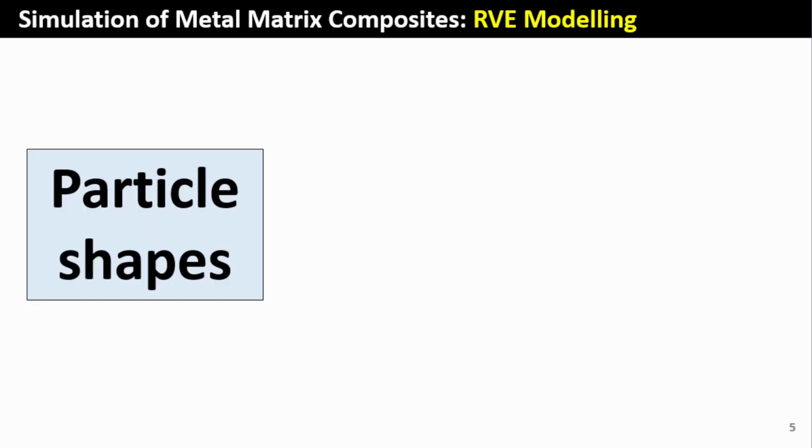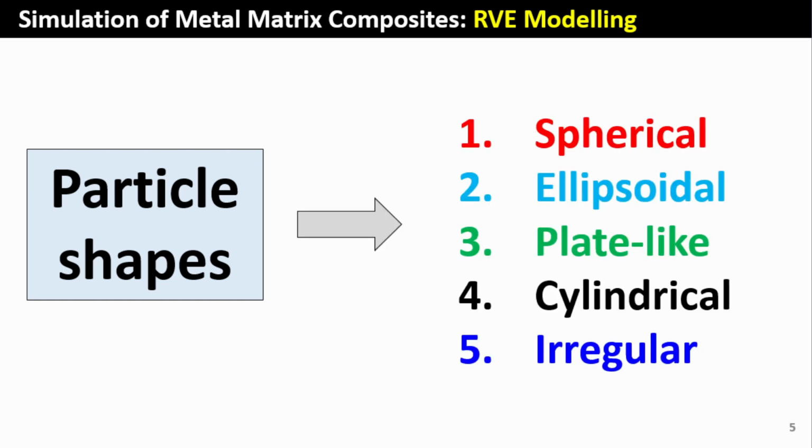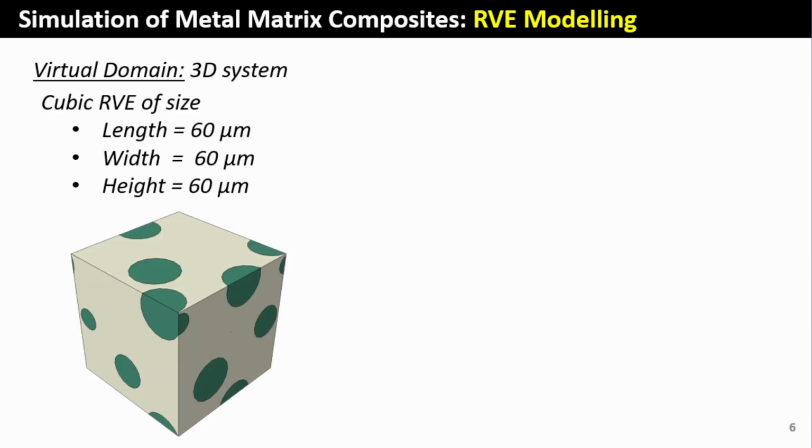So what you will notice, having looked at that, is that the particle shapes can be quite different. In most cases, it could be elliptical, ellipsoidal, plate-like, cylindrical, irregular shaped, like some of the ones we've seen, or even spherical. So the video today will be assuming a spherical distribution to this particular composite that we're modeling today. So what would the domain be?